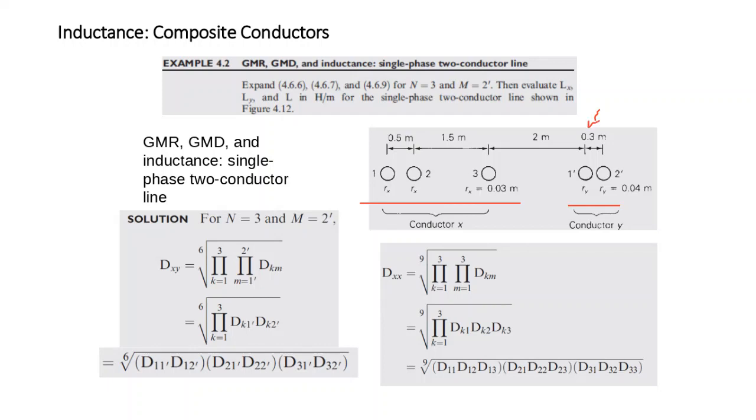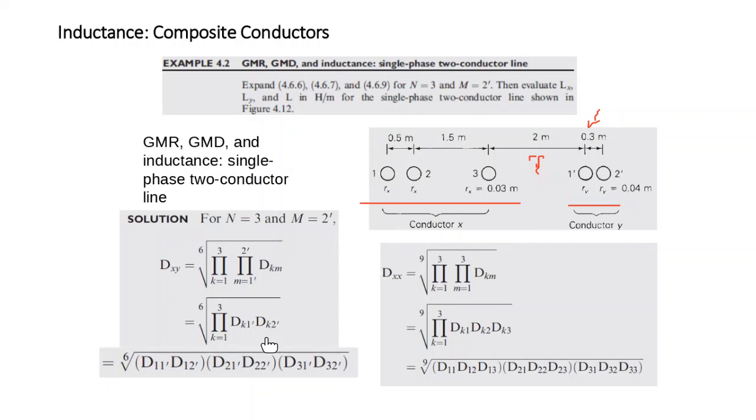And the distance between conductors is 2 meters between the last one and this one. 2 meters. So you need to know these distances. What do we want to find? We want to find the inductance. So this is a single phase. Conductor X consists of 3 conductors. Conductor Y consists of 2 conductors. Now we want to find the inductance. You see now, very simple here.